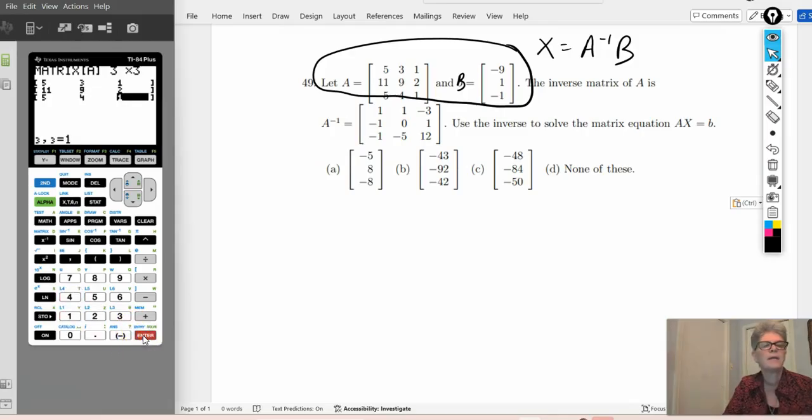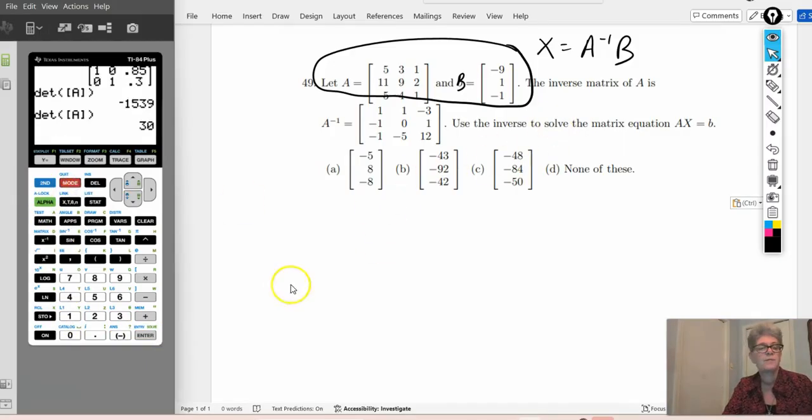Okay, and that looks good. Get out, get back in. Now I'm going to go to the editor and I'm going to scroll down to B. B has 3 rows and 1 column, so it's a 3 by 1. I'm just going to overwrite -9, 1, and -1. Okay, so now get out.